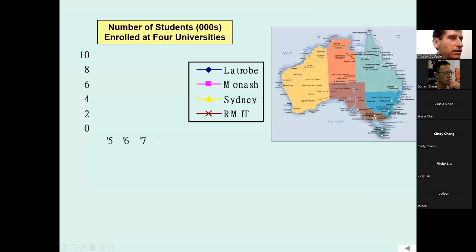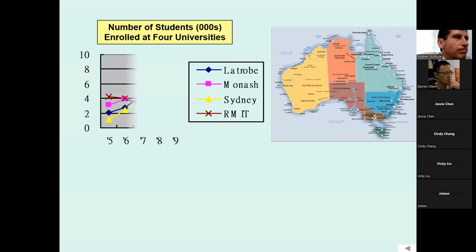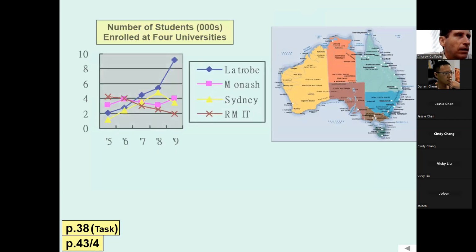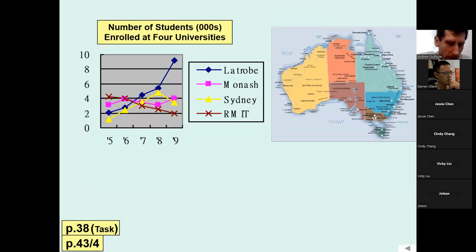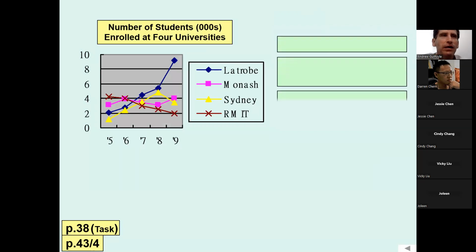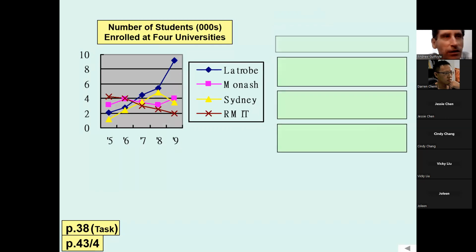Okay, so let's continue. 2005, 6, 7, 8, and 9. Okay, so what are you looking at? What is this? Line chart. Yeah, line graph. Back to line graphs, everyone. Now, here's the structure. You should know the structure, although one of you didn't use it. What's the first paragraph? Introduction. And what's the next paragraph?